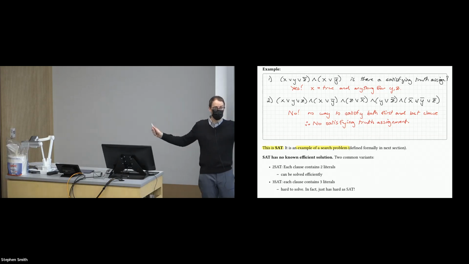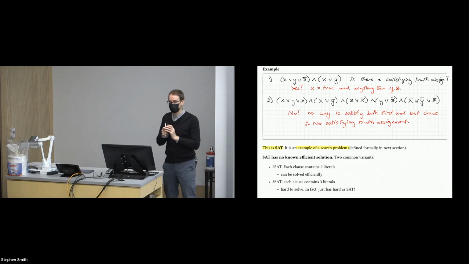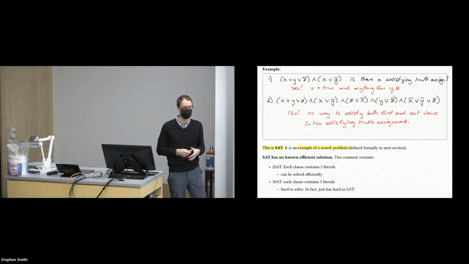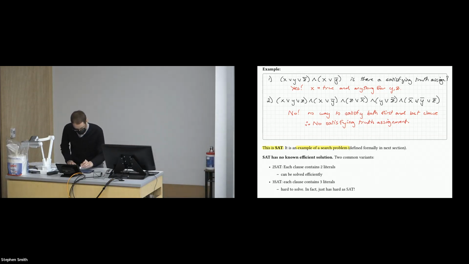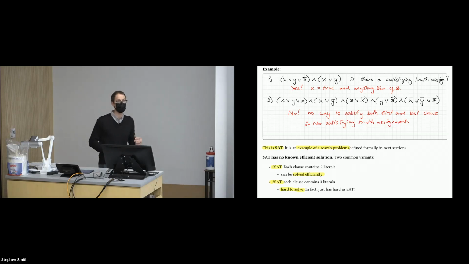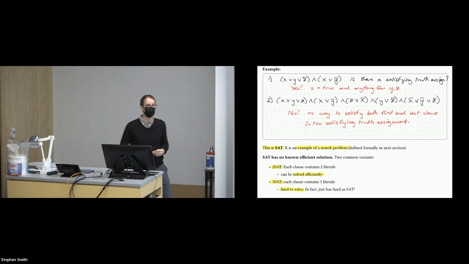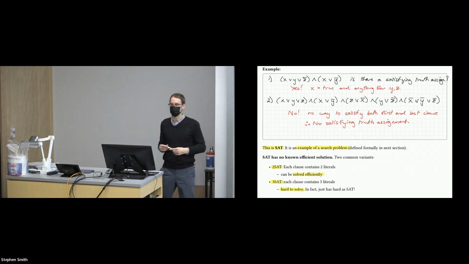So if we limit them all to two, we can solve it. If we let them have three, it's hard. And of course, if you let them have four or more, then it can't get any easier. So 2SAT solved efficiently, 3SAT hard to solve. And 3SAT is just as hard as SAT, it turns out, where I allow there to be as many literals as you want in each clause.